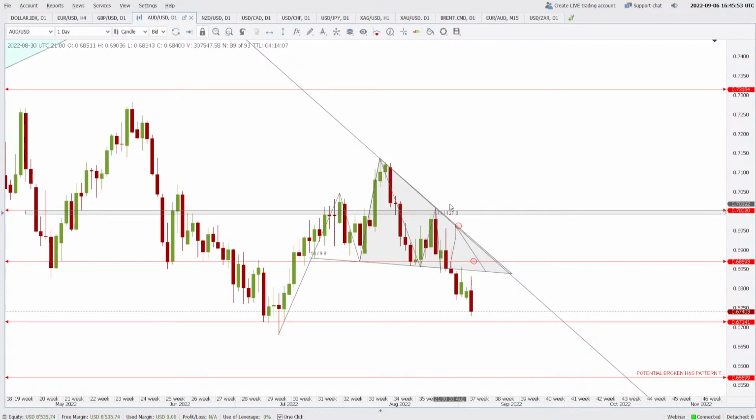Talking about the Australian dollar, nothing much here. A broken head and shoulder, a retest, then there was a sell-off. 0.6714 is the immediate support. On the higher side, 0.6869 is the horizontal resistance. This trend line here is also a dynamic resistance.